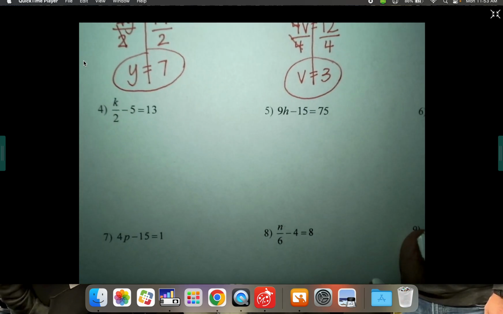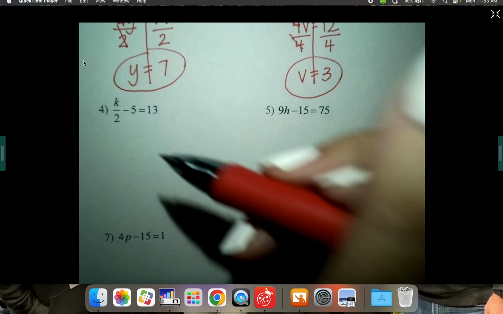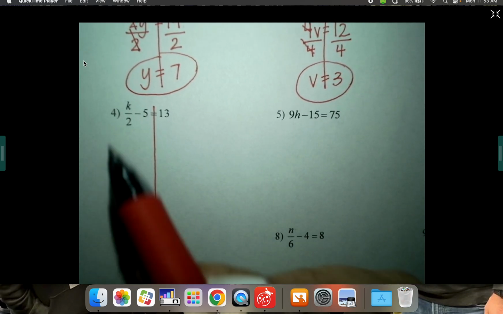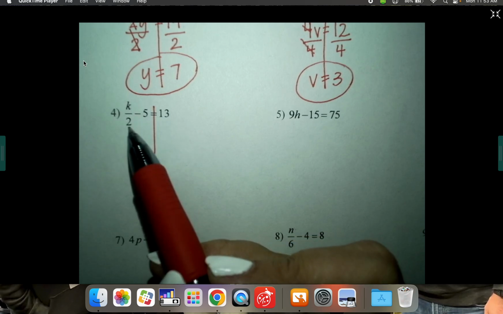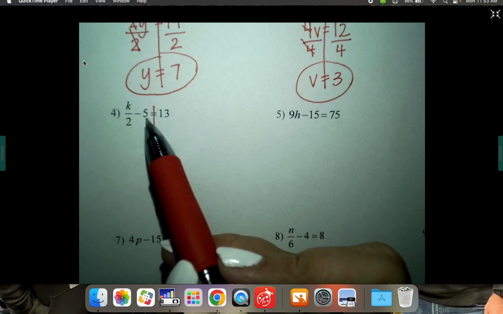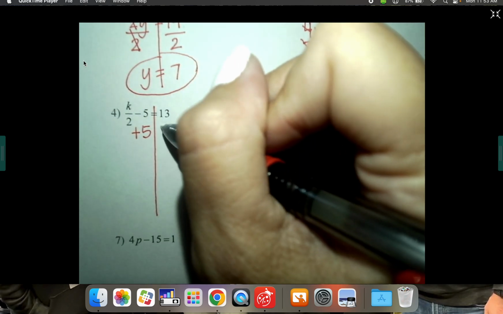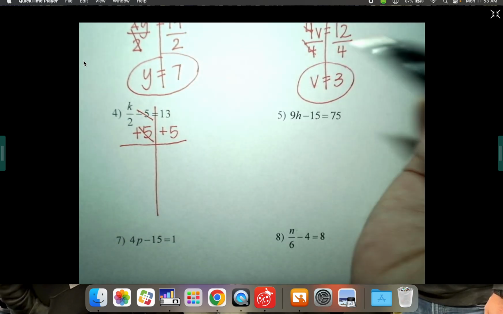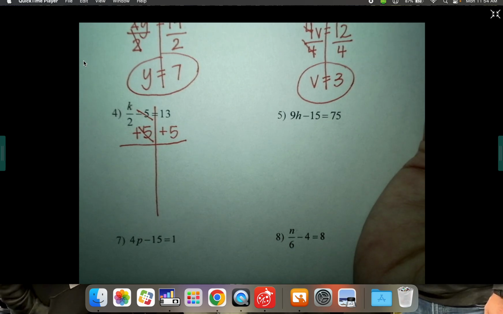Okay, number 4 is a little tricky. I'm glad we're doing this one. This is a good example of something you're going to see when you try these later on your own. Keep the variable and coefficient together and get rid of the minus 5. So we get rid of a minus 5 by adding 5. So we're going to add 5 on both sides. It cancels on the left because minus 5 plus 5 is 0.